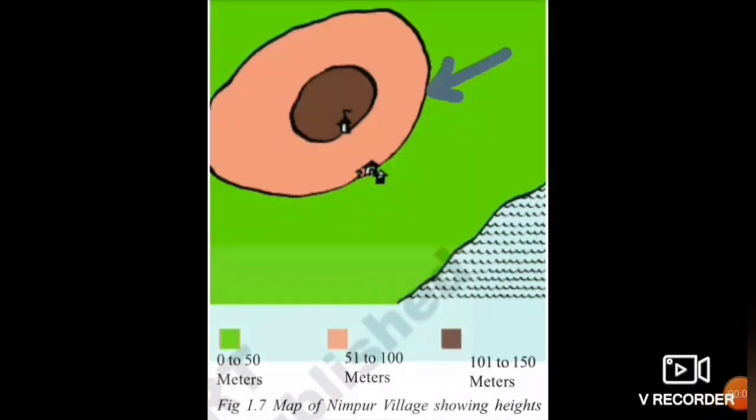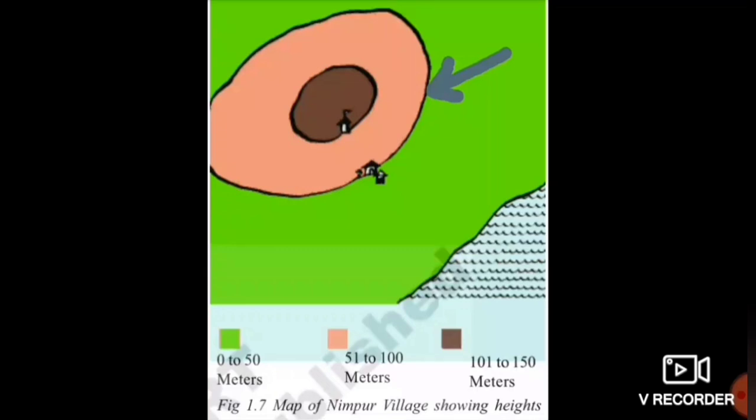Now we will learn about contour lines. What is a contour line? A contour line is a line joining the places with equal heights on the map of Nimpur village. You would have seen that there is a line passing through the village. This is the 50-meter contour line. All places on this line will have the same height of 50 meters.